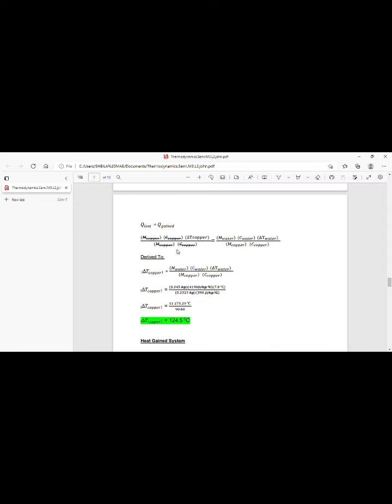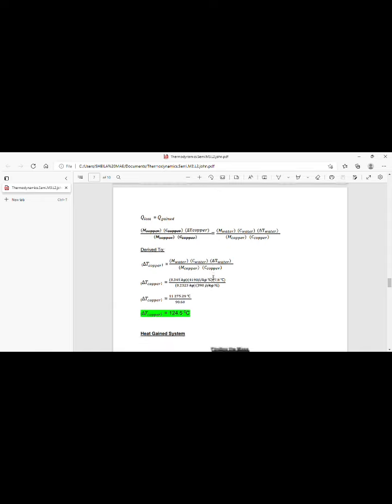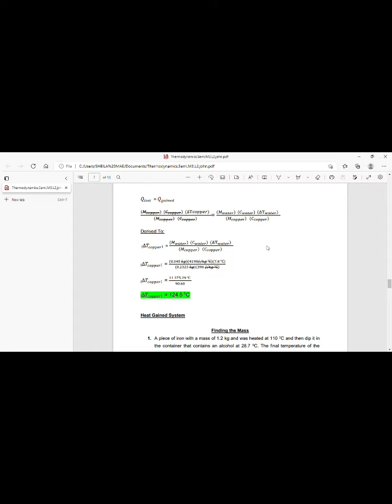The same process always. Cancel out the unit, because we will only use the change in temperature of the copper, because this is our missing piece, equals to water. Derived to this: change in temperature of the copper is equals to mass, specific heat, delta T of the water over mass copper and specific heat copper. We will put it in the equation.